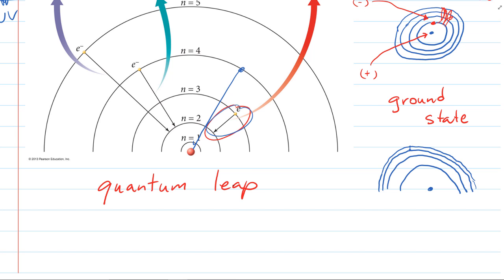Now, of course, if you've heard of quantum leap before, where have you probably heard of it? Science fiction. When quantum leap is used in science fiction, what does it usually imply? Time travel, exactly. And so that's kind of where this whole idea came from.